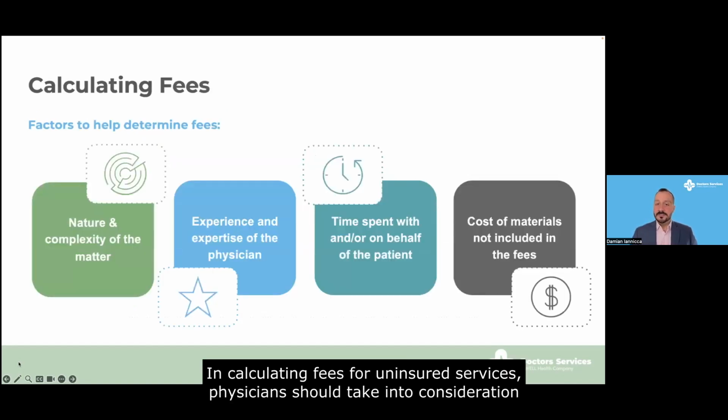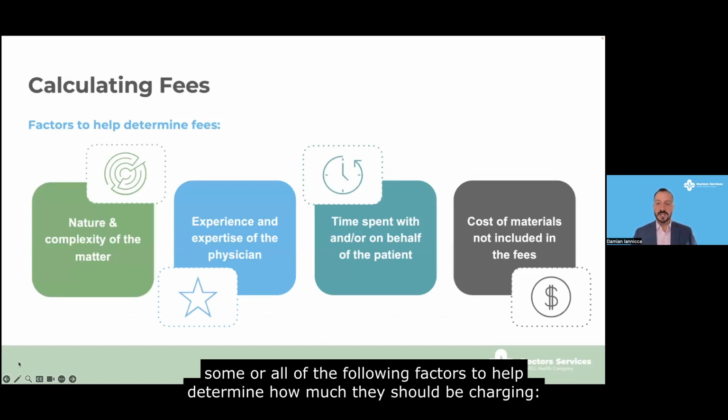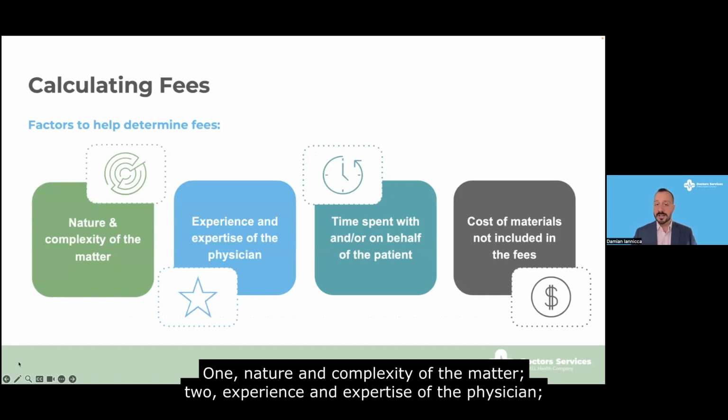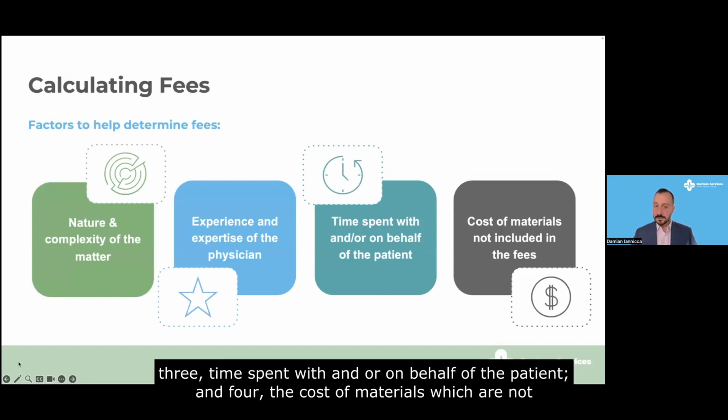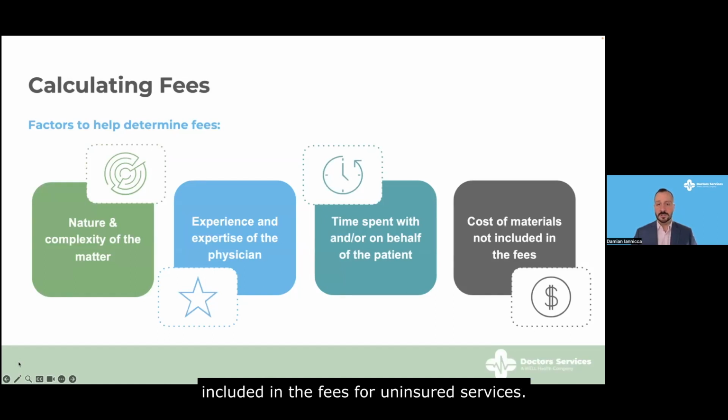In calculating fees for uninsured services, physicians should take into consideration some or all of the following factors to help determine how much they should be charging. 1, nature and complexity of the matter. 2, experience and expertise of the physician. 3, time spent with and/or on behalf of the patient. And 4, the cost of materials which are not included in the fees for uninsured services.